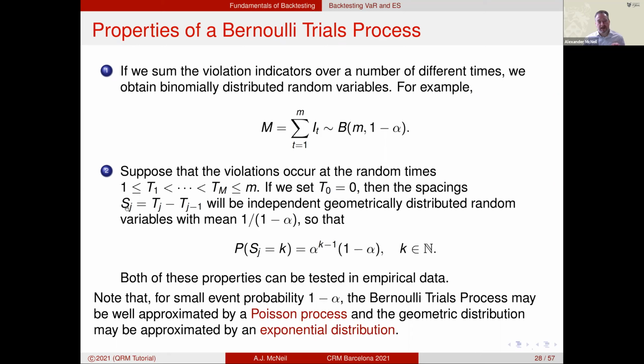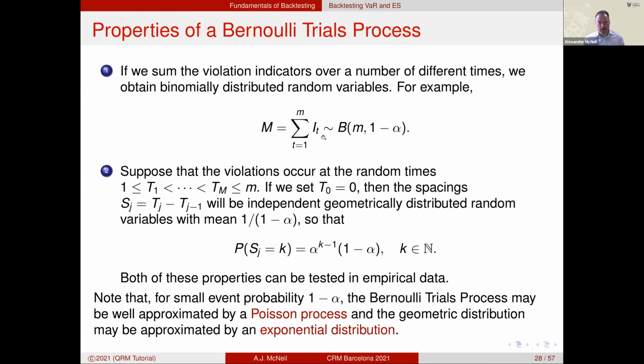But if we define S to be the spacing, so S is the difference in time between violations. So the capital T's are the times of the violations, the capital S's are the spaces. These spaces should be independent, geometrically distributed random variables. And moreover, the mean of that distribution should be 1 over 1 minus alpha. And that can also be tested.